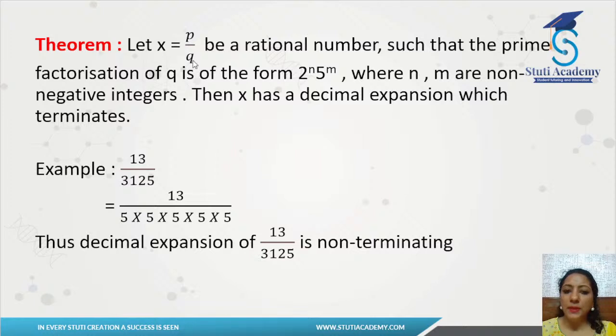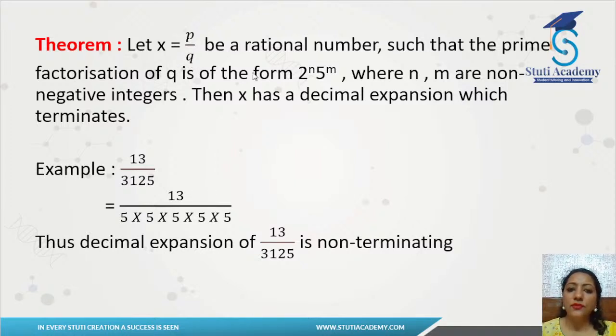Let x equal to p by q be a rational number such that the prime factorization of q is of the form 2 raised n, 5 raised m, where n, m are non-negative integers, then x has a decimal expansion which terminates. Now this theorem means that if we have a rational number, it's written in p by q form, then if we take q, I'm talking about the denominator here, q, and we prime factorize the same.